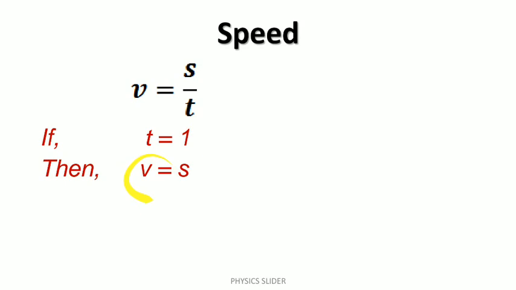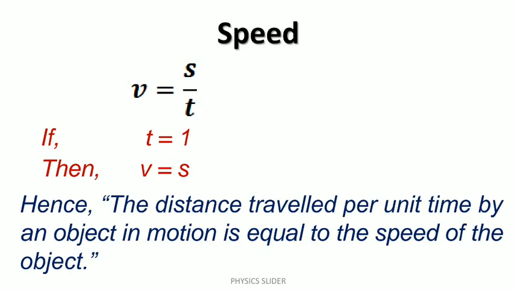the object. What we have done? We have taken the distance traveled per unit time by an object in motion is equal to the speed. So let's read that out. Hence, the distance traveled per unit time by an object in motion is equal to the speed of the object.